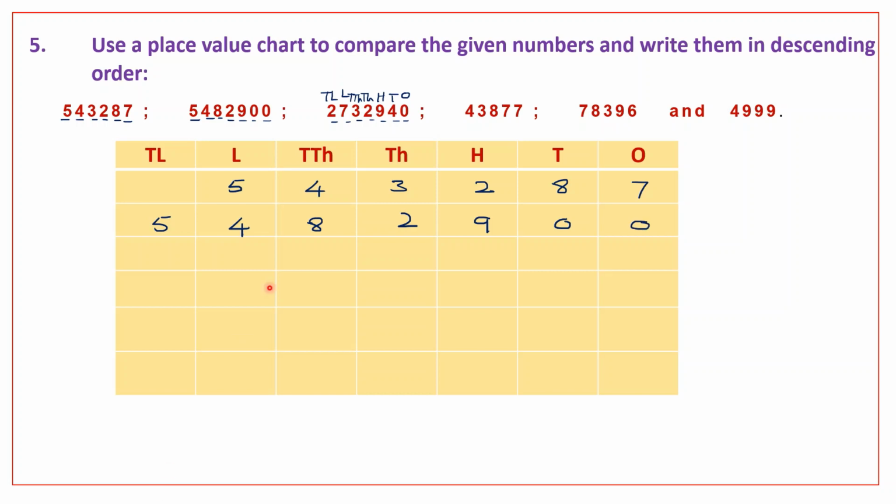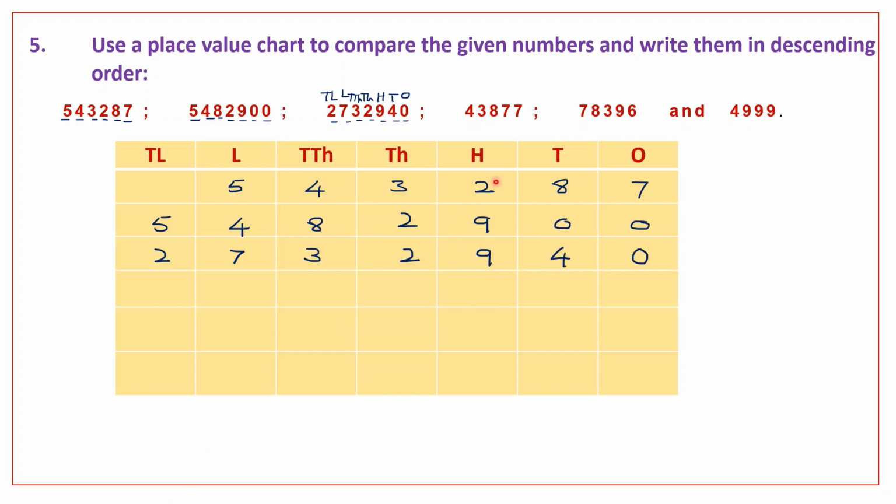Now third number, we already have 2 here in the 10 lakhs place. So 10 lakhs column, let's write 2 there. So put 2 there and continue with all the other digits. 7, 3, 2, 9, 4 and 0.